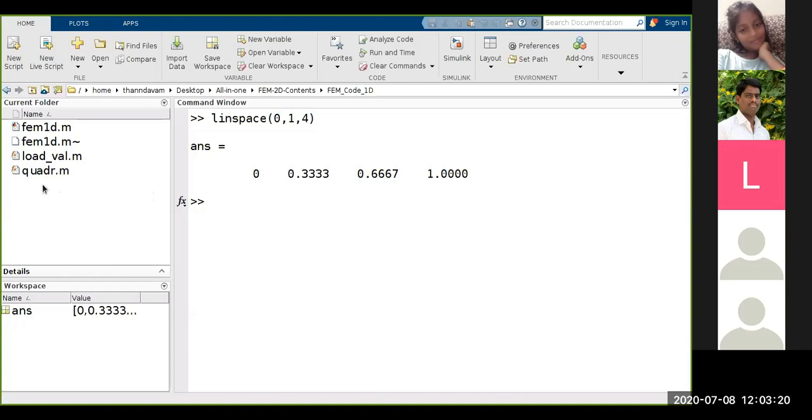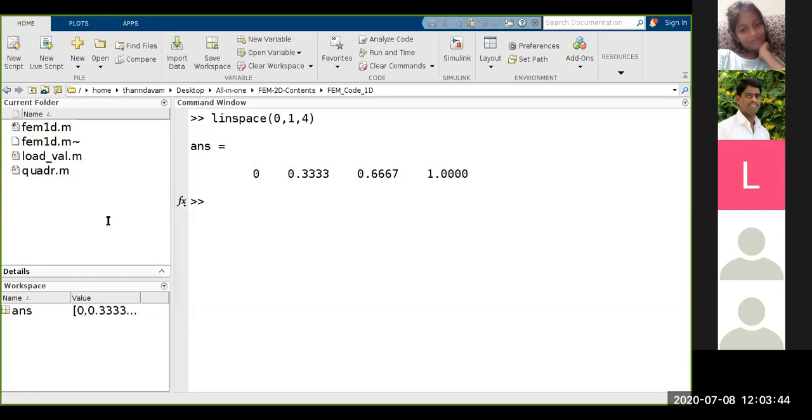After applying the boundary conditions, finally I get the linear system Ax equals f. So I need to solve this Ax equals f. In numerical analysis, we have a solver called Gaussian elimination with partial pivoting. This is already available in MATLAB with the help of the slash operator. So simply we give A slash f.